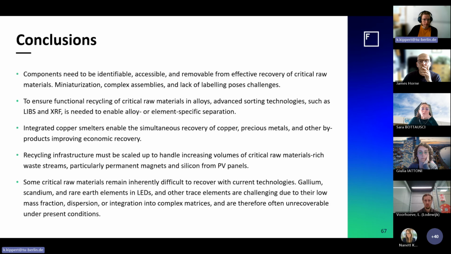The integrated copper smelters enable the simultaneous recovery of different CRMs, including copper, precious metals, and other byproducts like tin and antimony. The recycling infrastructure must be scaled up to handle increased volumes of critical raw material-rich waste streams, for example, the permanent magnets and the silicon from PV panels, both expected to increase in the future.